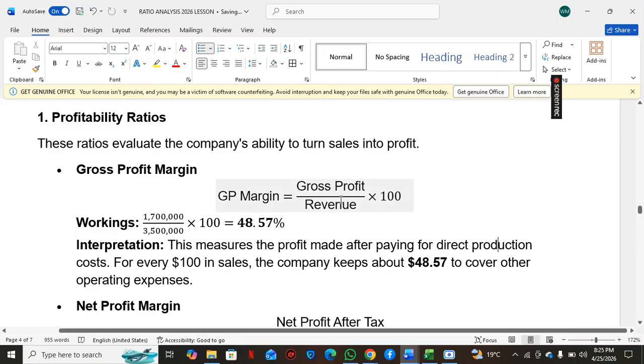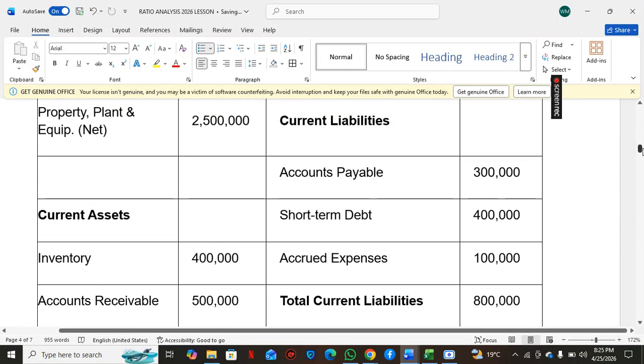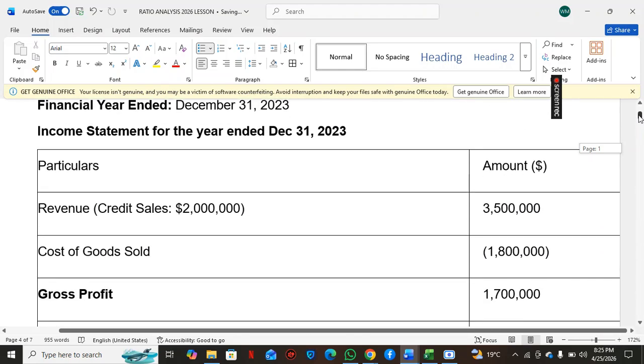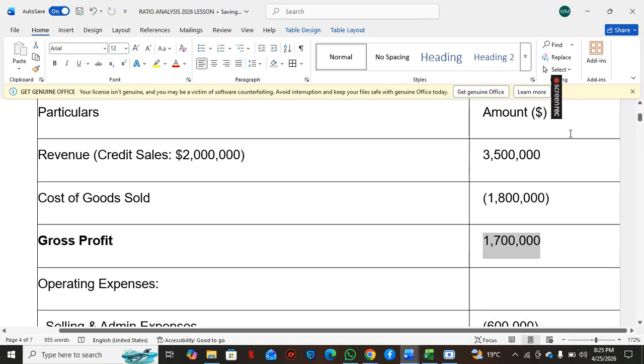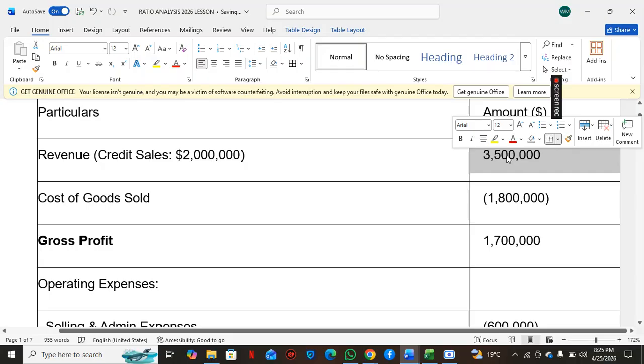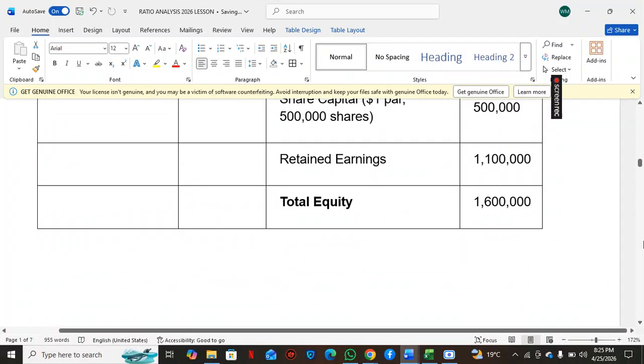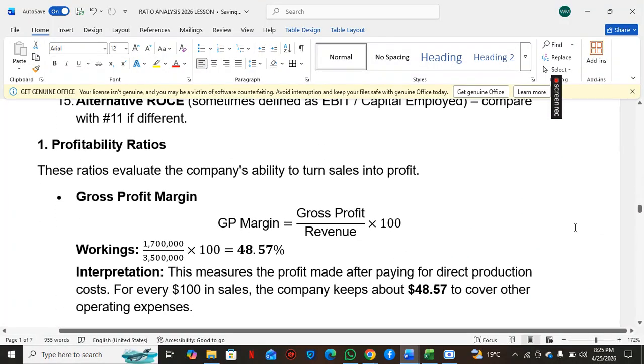So in the financial statements, our gross profit, you get it from the income statement here. Gross profit 1,700,000. Sales revenue 3,500,000. This is the pie, the whole pie, the sales revenue. So you're going to say 1,700,000 divided by 3,500,000 times 100, get 48.57%.